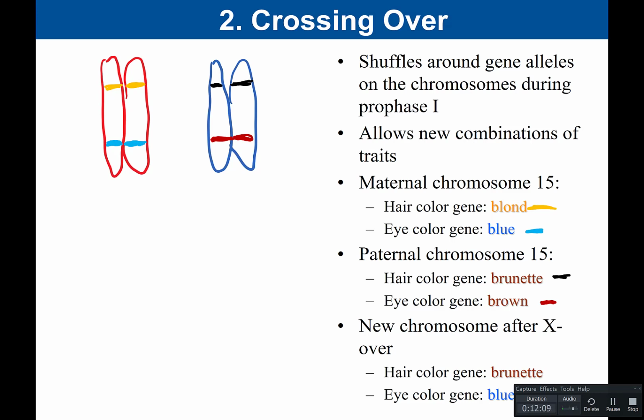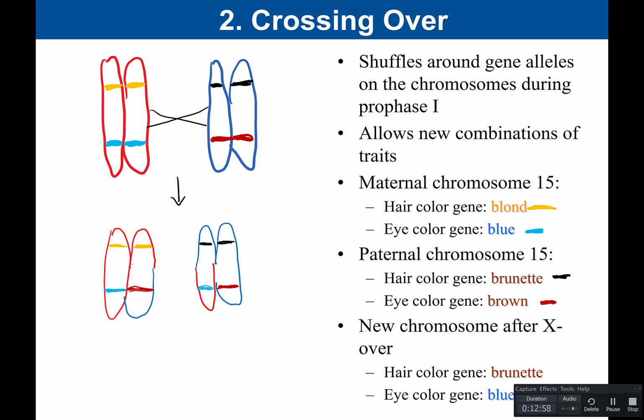If we look at the combinations from dad, dad has brunette hair, so brown hair, which is colored black, and he has brown eyes. So if we didn't have crossing over, when we give the chromosomes to our kids, you would give either your chromosome that is blonde hair, blue eyes, or brown hair, brown eyes. But it doesn't necessarily have to be that way, and that's because of crossing over. We get the shuffling of these genes. And so if we get crossing over where that black X is, we're going to end up with new combinations.